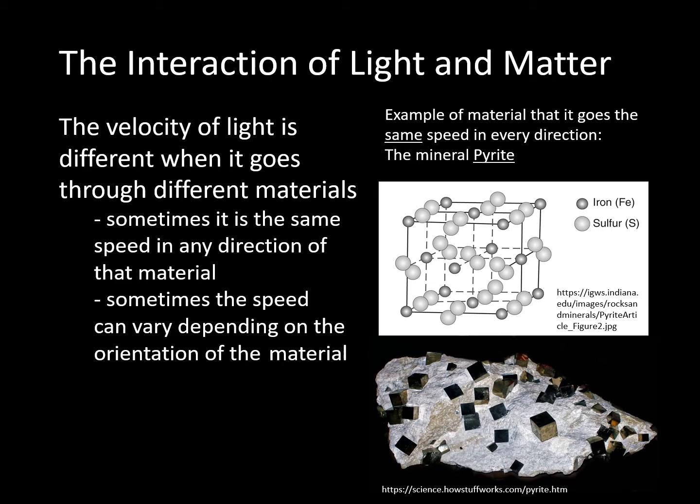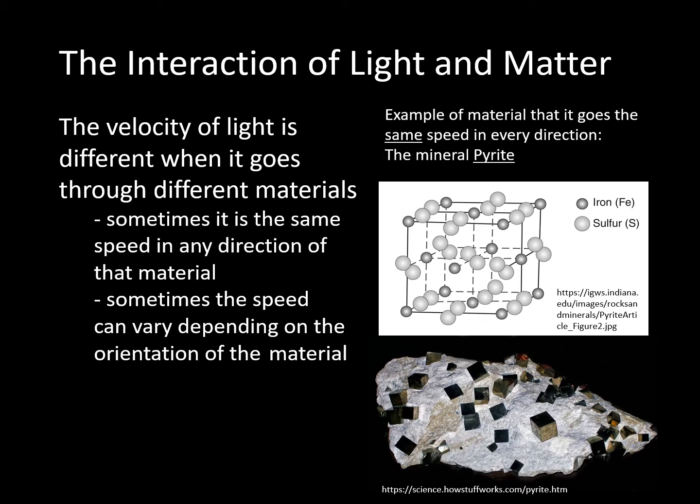All right, so now I'm going to touch a little bit on the interaction of light with matter. The velocity of light is different when it goes through different materials. You may remember the famous constant of the speed of light, which is about 300,000 kilometers per second. That's able to go around the circumference of the Earth 7.5 times in 1 second, just to put that into perspective.